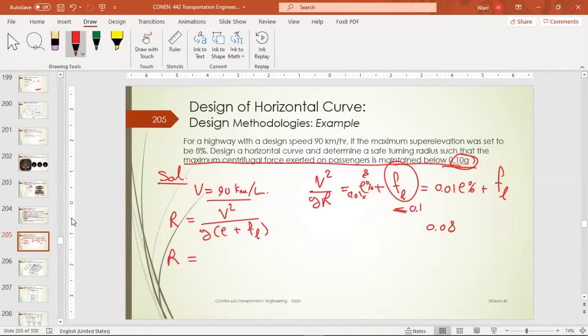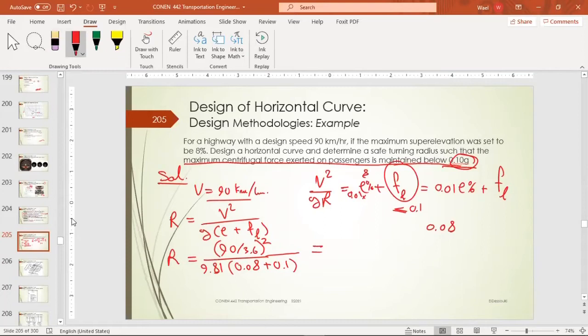So R equals 90 kilometers per hour divided by 9.81 meters per second squared multiplied by 0.08 plus 0.1. Doctor, we have the 90 squared. Thank you. What else? The 90 must be converted to meters per second. That's good. Excellent. So we have to divide this by 3.6 in order to have consistency in our units. So this is the correct way to do it.